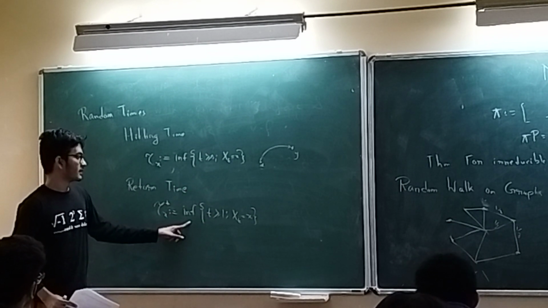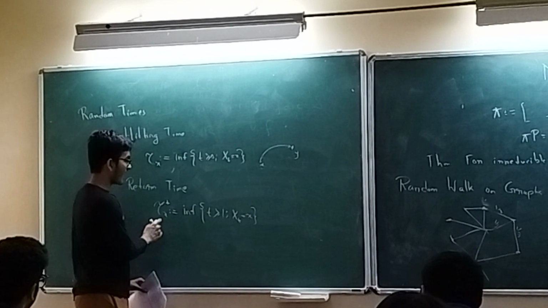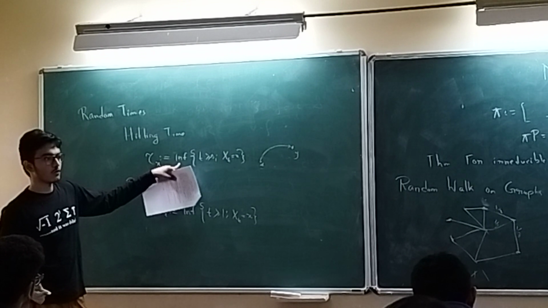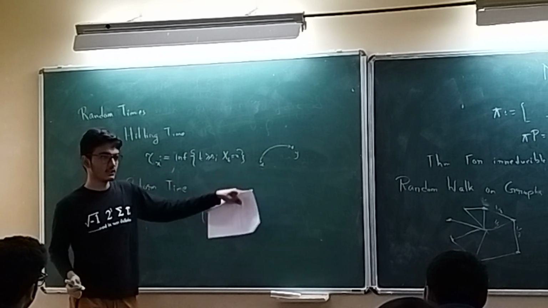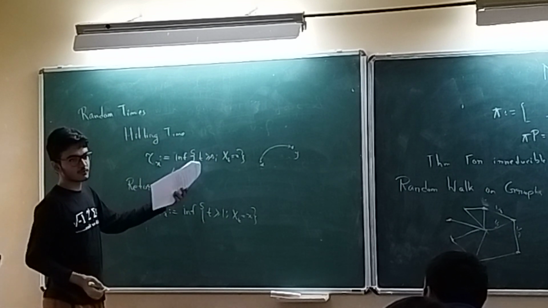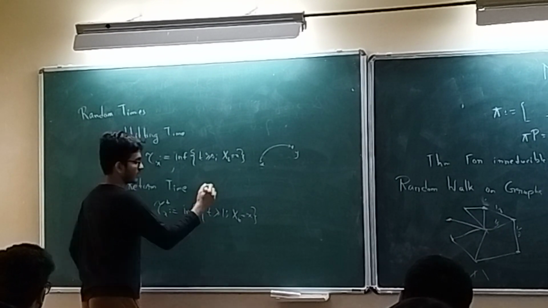So what does this say? You will now think that these two are the same. But this makes a difference when you start at x. What will be this time, tau x, if it starts at x? It is 0. So this makes no sense, and it's worthless to ask for this time. So it's better to instead ask for this time, because what does this say?